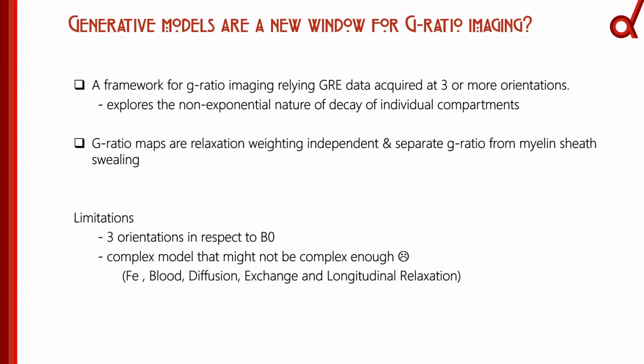Because we are ignoring a couple of elephants in the room. We are ignoring iron deposition. Is it the same in the intra- and extra-axonal compartments? We are ignoring the fact that blood is usually organized along the same orientation as fibers. We are ignoring diffusion, although for a good reason. And so far, we haven't integrated exchange and longitudinal relaxation, which would be, I think, quite interesting.